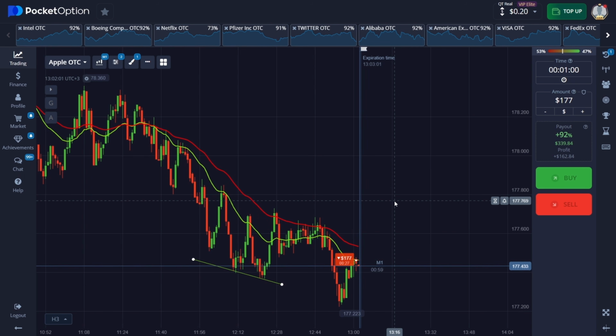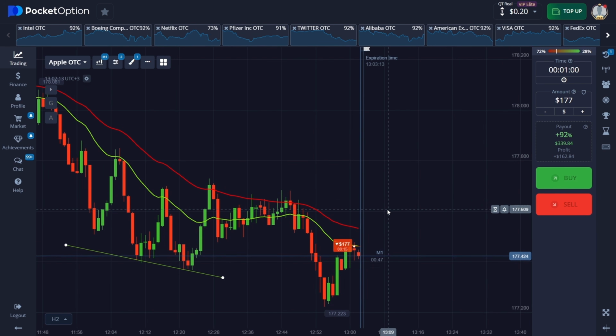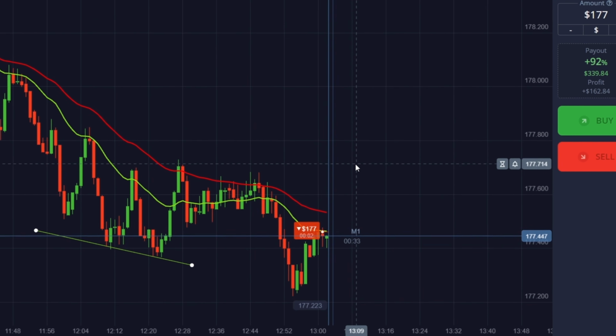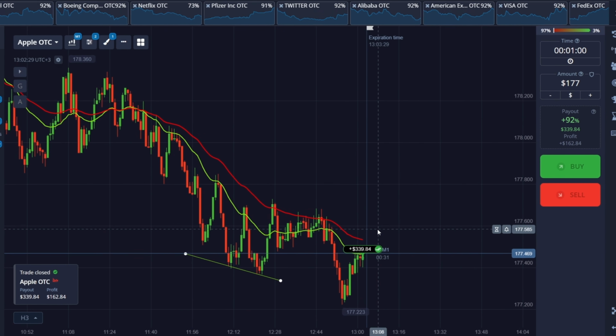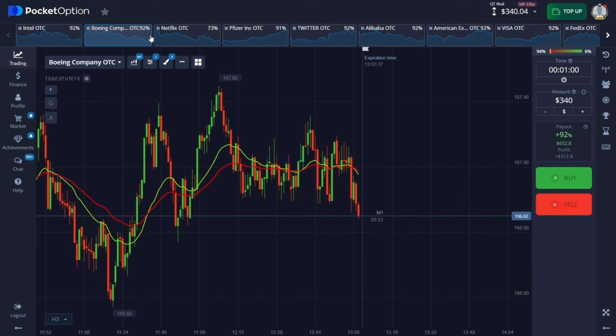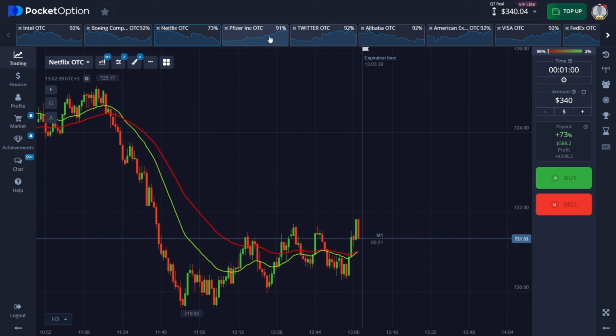The 1-minute candle closed as a red candle. Currently, the trade is going in our favor with only a few seconds left. Just 10 seconds remaining. And it's a win. We won another trade, and now my balance has turned into $340. Let's find a trade for $340 on the OTC market for the 1-minute time frame using moving averages and support and resistance.